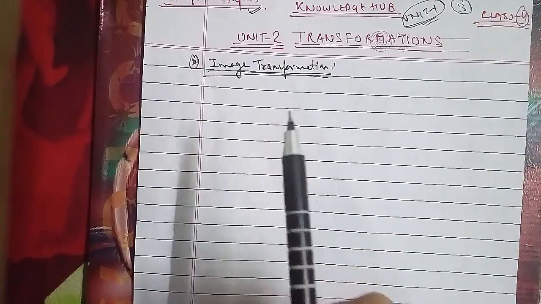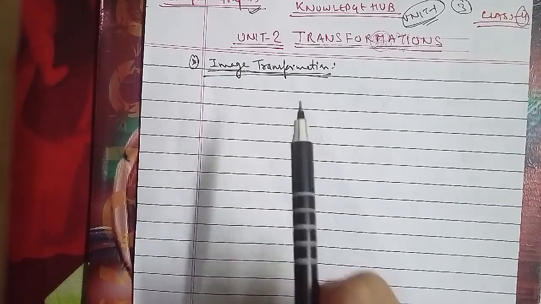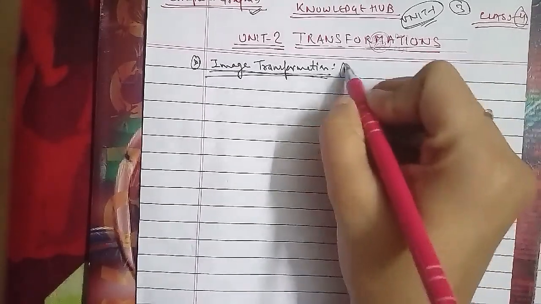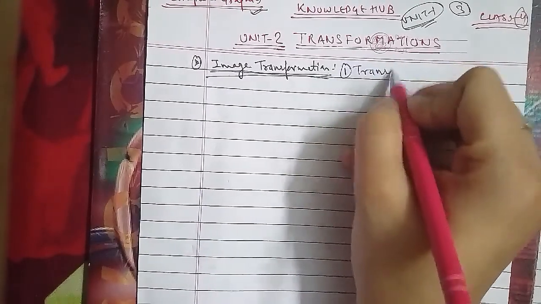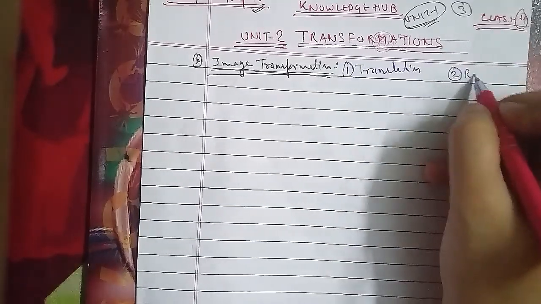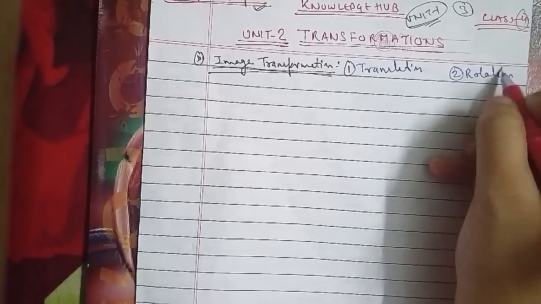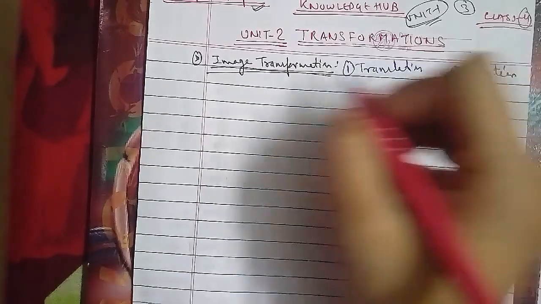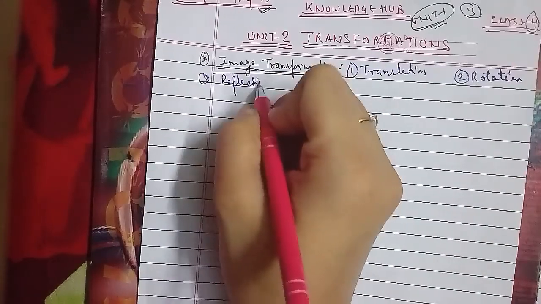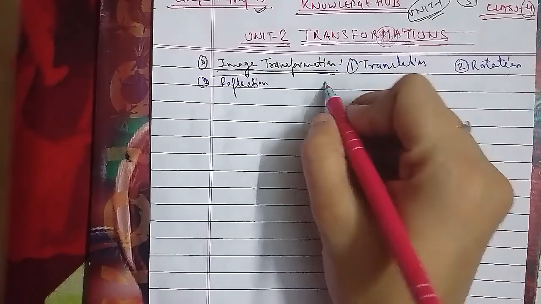The first is translation. The second is rotation. The third is reflection. The fourth is scaling. And the fifth and the last is shearing. These were the five image transformations that take place when you have to change an image.